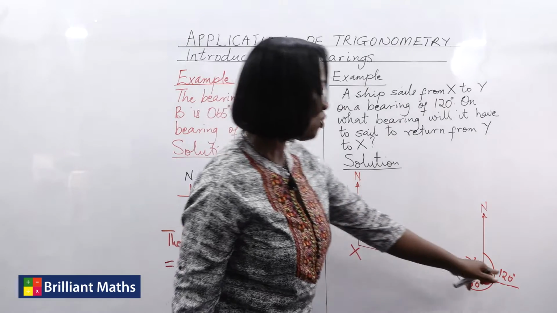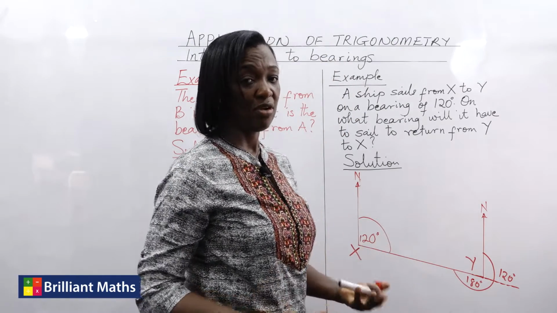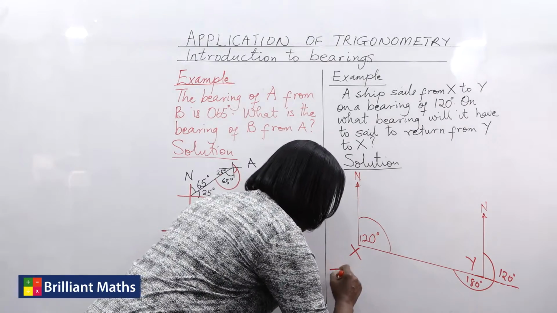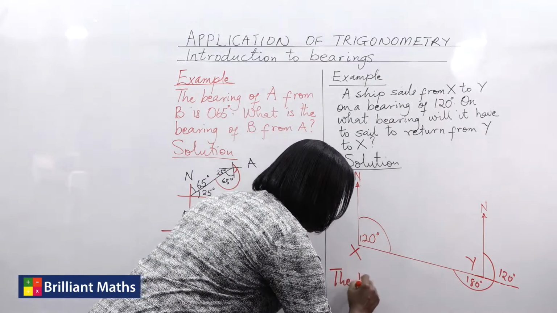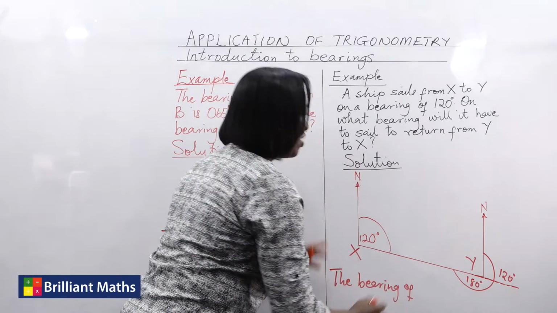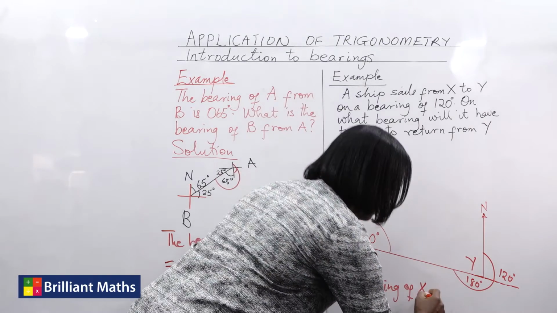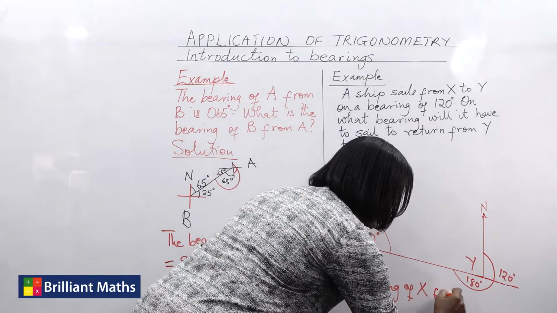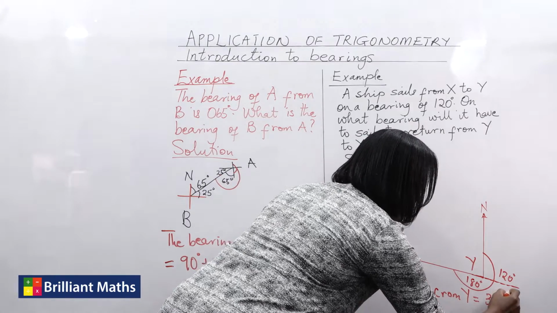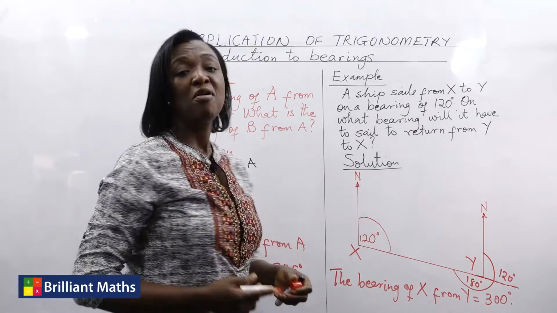And if we add 120 plus 180, that gives us 300 degrees like we got the first time. So the bearing of X is equal to 300 degrees. Take your time to get more practice.